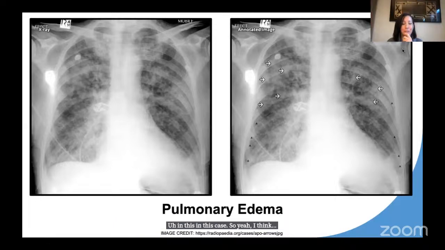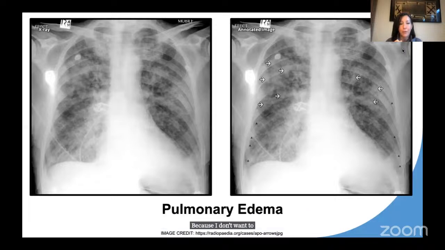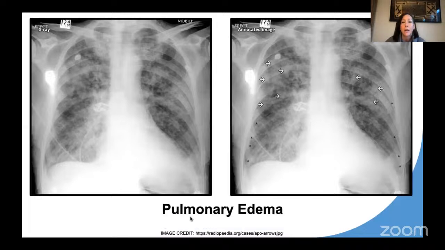Thank you so much, Dr. Emerson. I would like to actually expand a little bit more on your comments about right versus left ventricular failure and positive pressure ventilation, because I don't want to discourage people from supporting the respiratory system. And I'm wondering if Dr. Pearl, would you mind to talk a little bit about positive pressure ventilation in the setting of cardiogenic shock, and particularly when it's right versus left ventricular failure?